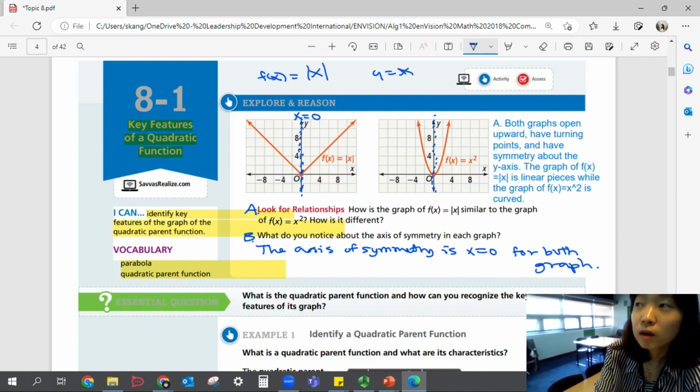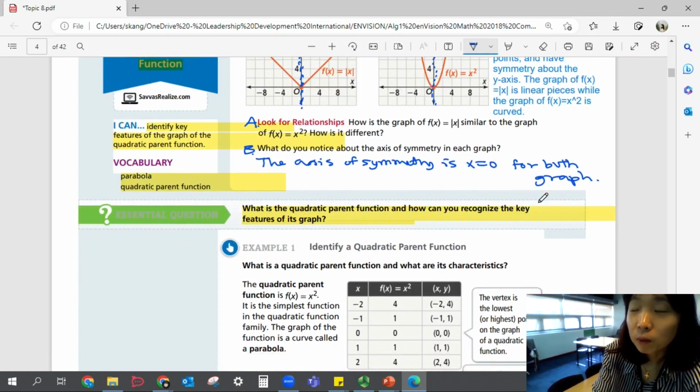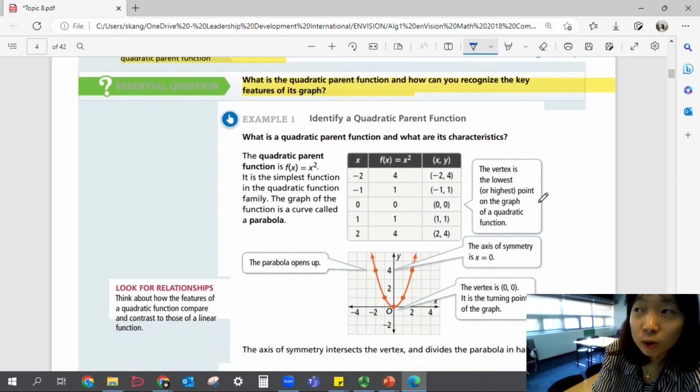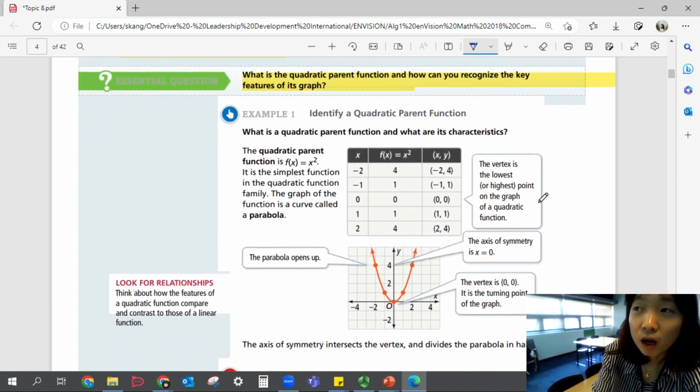Okay. So our essential question for this lesson is, what is the quadratic parent function and how can you recognize the key features of its graph? So these are the parent functions of the two different types of functions. Now we'll see more. And we'll see the key features of the graphs, okay? So example 1, we're going to identify a quadratic parent function. So what is a quadratic parent function? And how can we tell if they are quadratic parent functions?